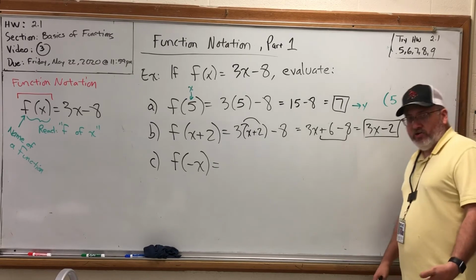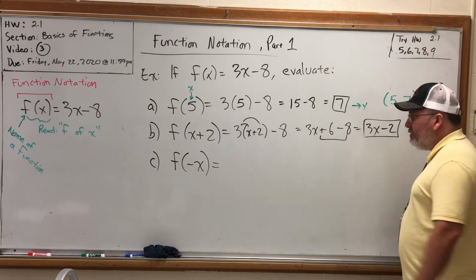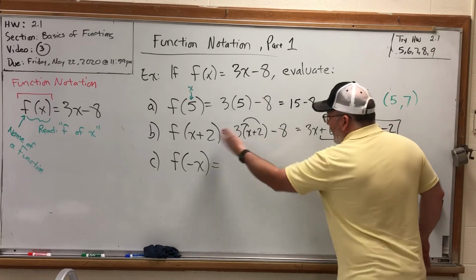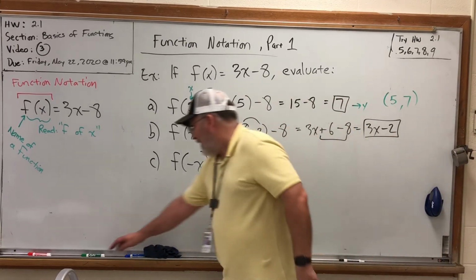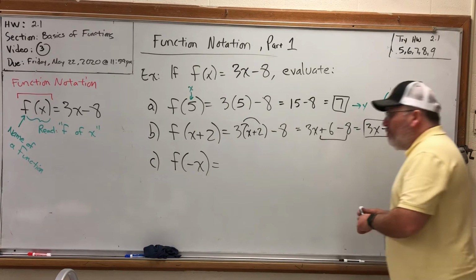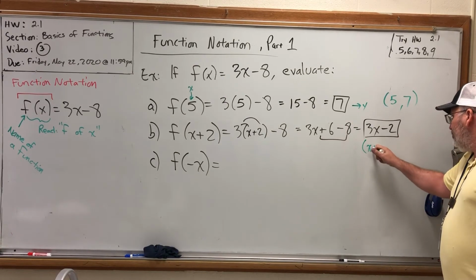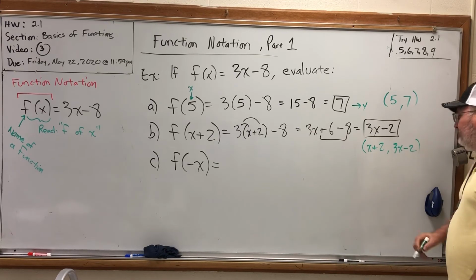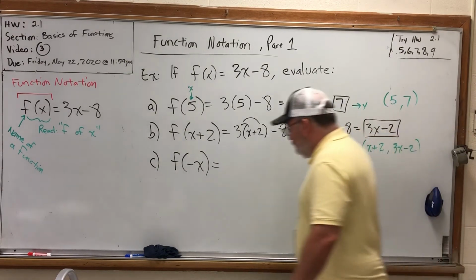So basically I created a new function. But it works just like when the input is a constant. You substitute for the x and then push it as far as you can. Normally I wouldn't write an ordered pair for this particular problem, but I could. What did I put into the function? x plus 2. What did I get out? 3x minus 2. That would be a legitimate ordered pair for this function problem.